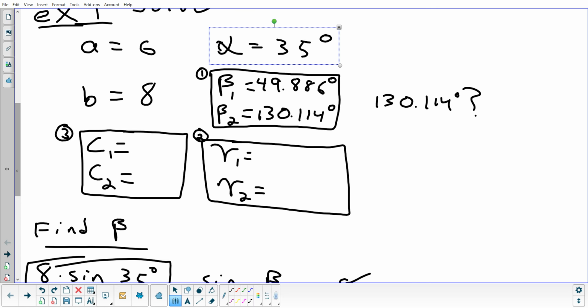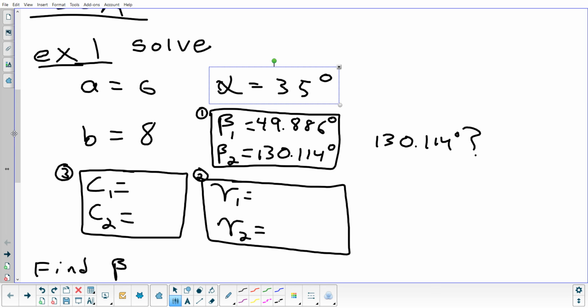So if you want to think of it this way, if I color code the two problems, let's think of it as the red problem and the blue problem. Alpha is an angle in the red problem. Beta 1 is in the red problem. Gamma 1 is an angle in the red problem. Those are the three angles that we're going to use in one of the problems.